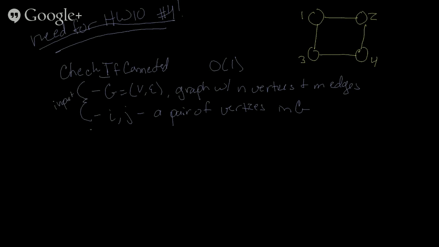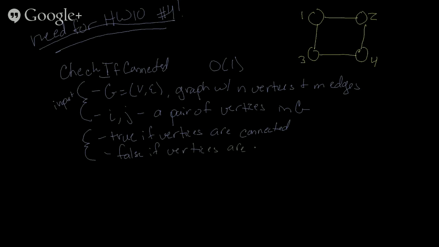And our output is just going to be true if the vertices are connected, and false if the vertices are not connected.